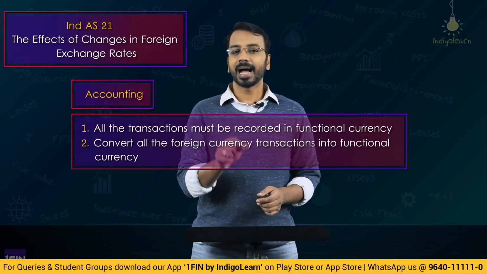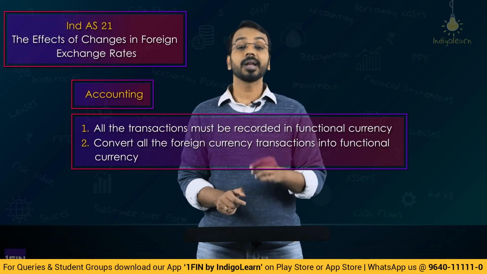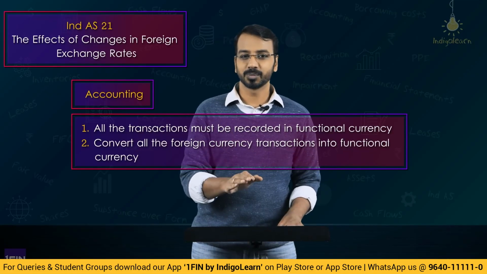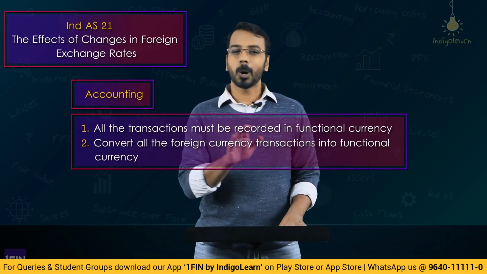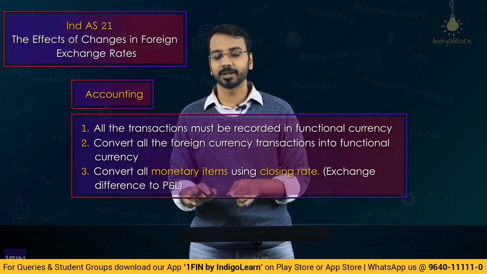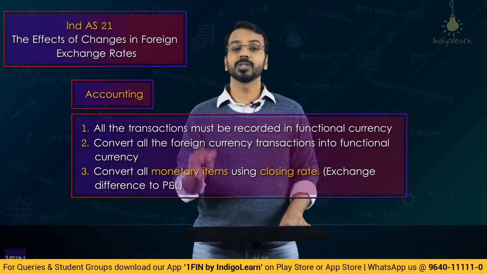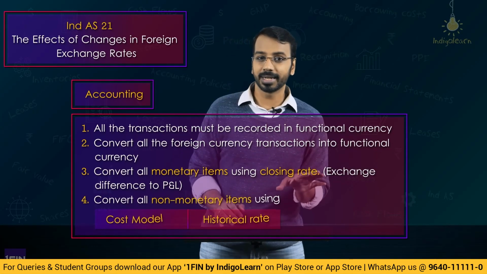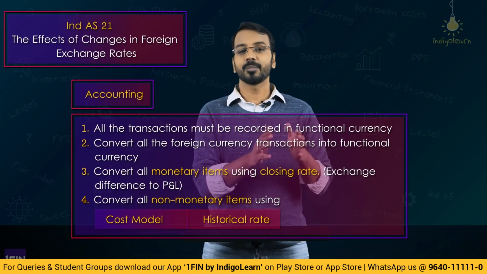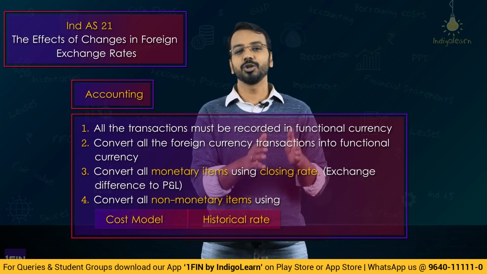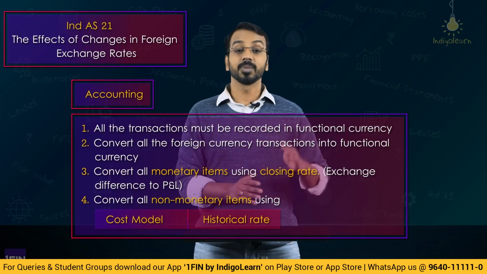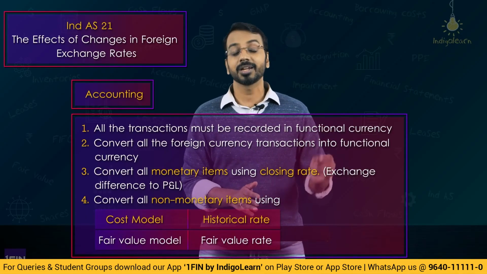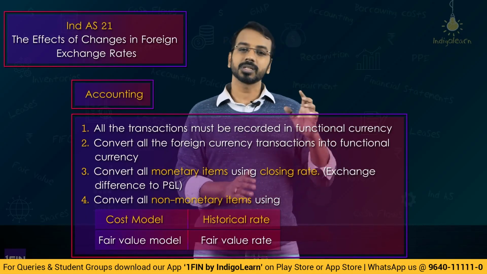Then subsequently, either at the end of the reporting period or at the time of settlement, the entity needs to measure the foreign currency items. Okay, now the items can be monetary items or non-monetary items. If they are monetary items, the remeasurement will happen using the closing rate, and any exchange difference will be taken to the P&L. If they are non-monetary items measured using historical rate, you will continue to use the historical exchange rate. If they are measured using the fair value approach, then you will take the exchange rate of the date on which the fair value was determined.